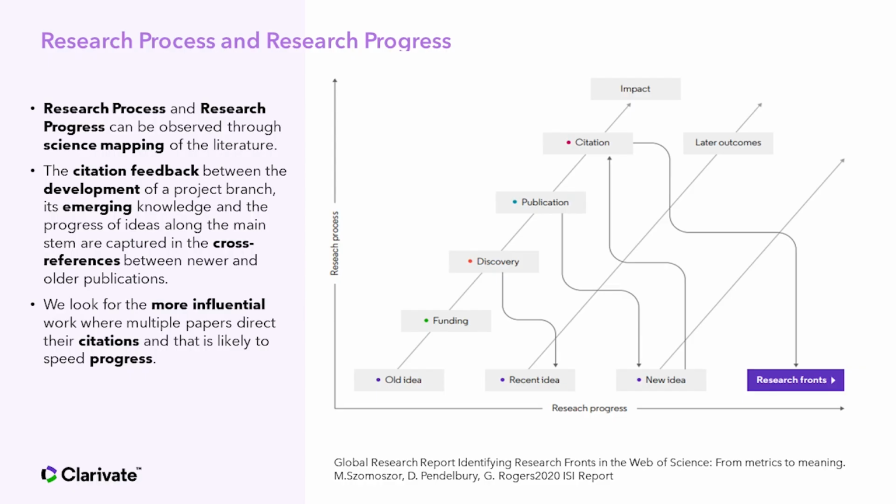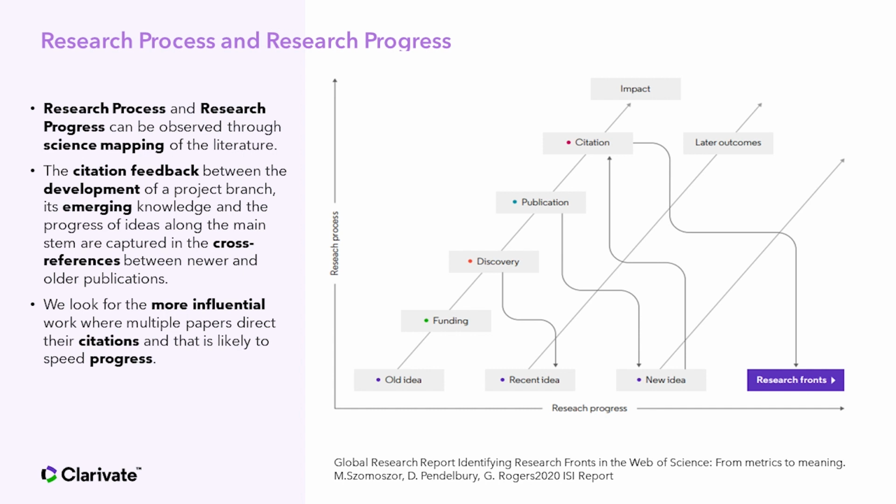There are many ways to look at a map of science, or science maps. Two dimensions are represented here, the research process and the research progress. And this is something that we can visualize through science mapping of publications. So again, two axes here, the research progress on the x-axis and research process on the y-axis. When you look at citations and reference data, the citation feedback between the development of a project, the emerging knowledge, and the progress of ideas are captured in what we call cross-references.